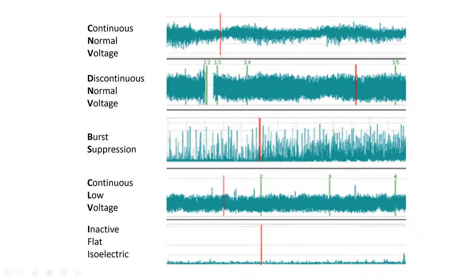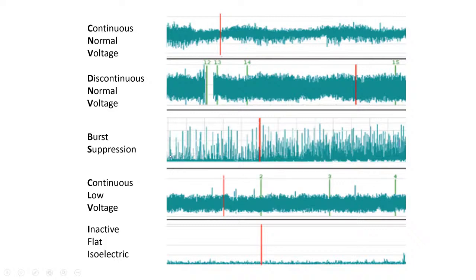But when we have a loss of that continuity, so if we lose the lower margin, that becomes a discontinuous pattern. And then if we lose the upper margin, not being even above 10, that is also a very bad sign, right? We're having continuous activity, but it's all low. And then in between this discontinuous normal pattern and continuous low voltage, we have that burst suppression pattern.